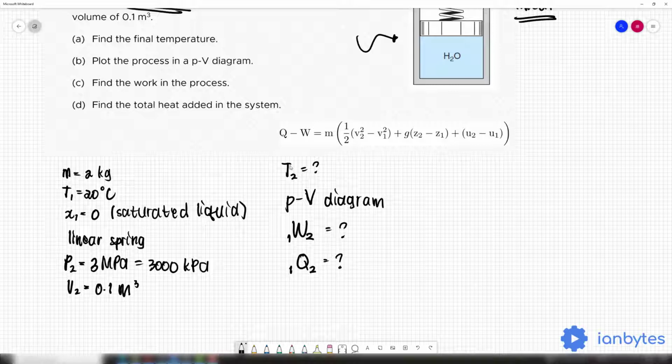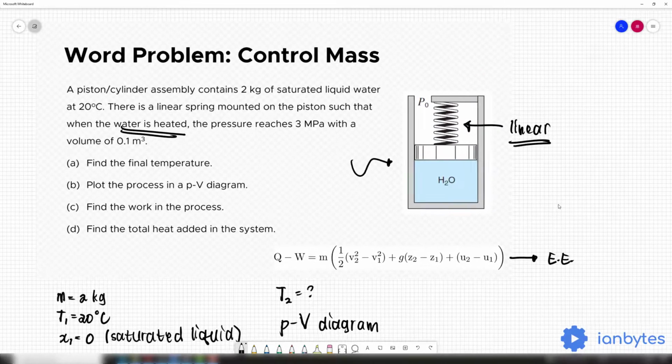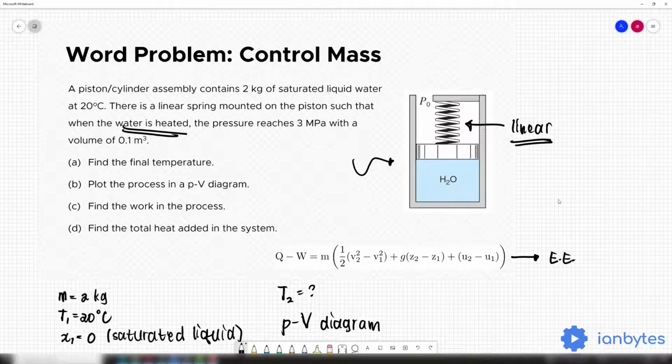Alright, so here we have our energy equation. So ang una natin gagawin ay papasimplihin muna natin ang energy equation na to para maging mas maikli siya and mas friendly sa ating mga mata. So we can assume that your control mass is fixed in space. So anong ibig sabihin ng fixed in space? It means na hindi siya nagta-translate, hindi siya nag-rotate, or basically hindi siya nag-move from one point to another.